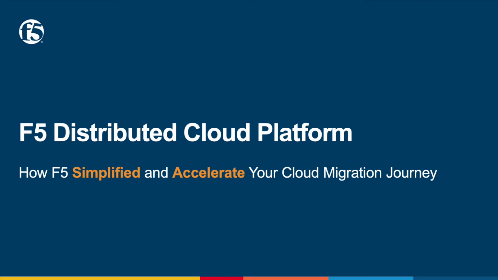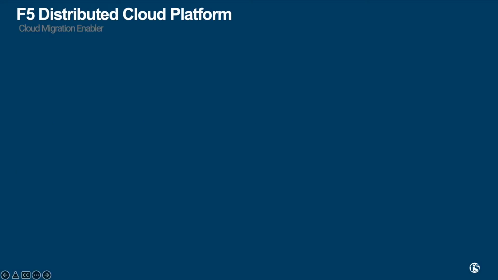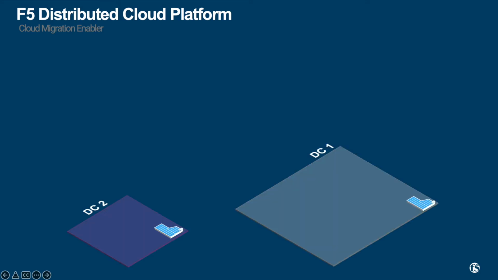Welcome to F5 Distributed Cloud Platform on how F5 simplifies and accelerates your cloud migration journey. I'm going to demonstrate based on this architecture. Let's say you have two data centers, DC1 and DC2. These two data centers can be active-active or active-standby, or this standby could be a DR site.